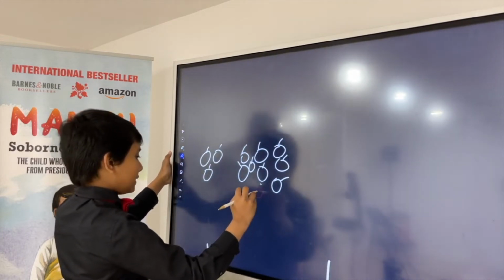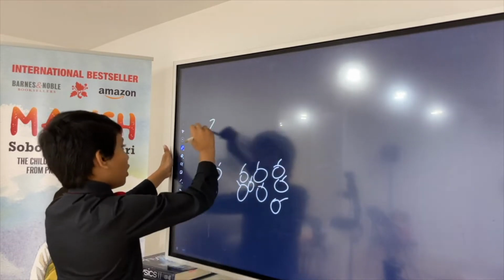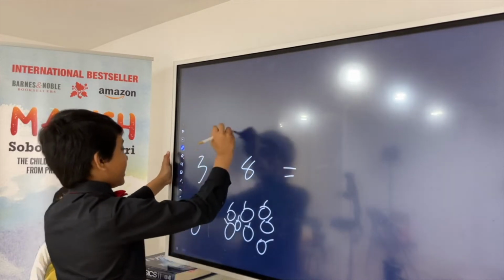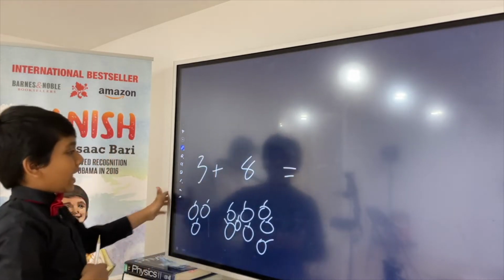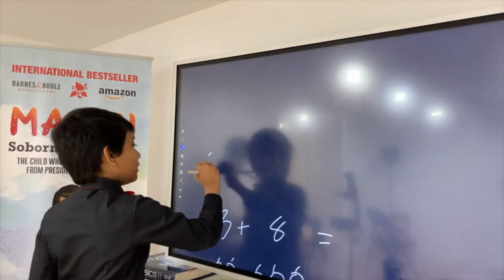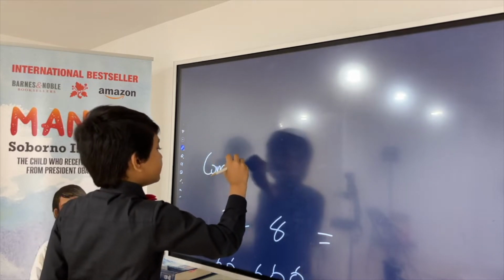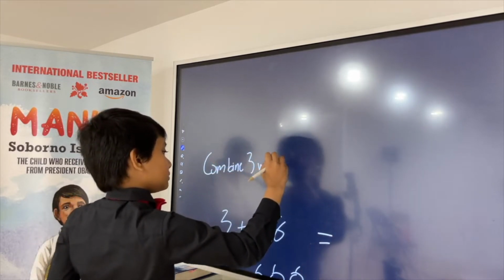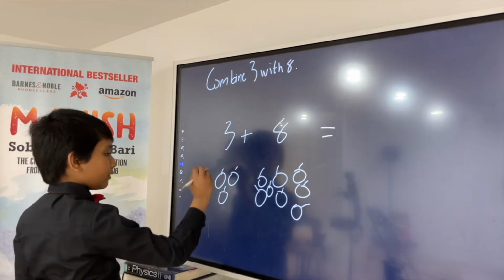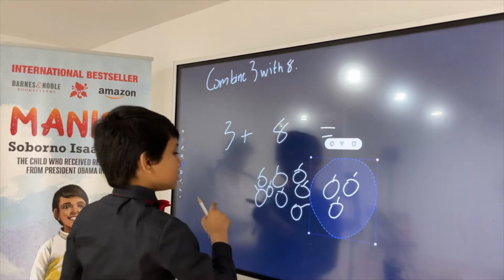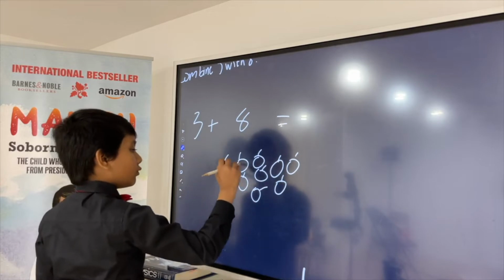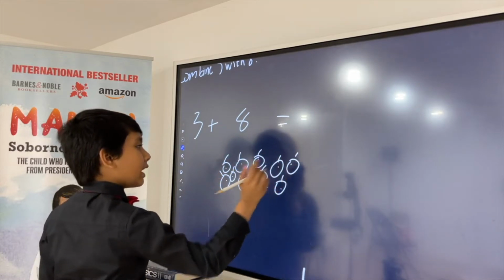Well, what is adding? It's just putting numbers together. So, the addition sign is used to represent adding. So 3 plus 8 is really just a way to say combine 3 with 8. And that should be easy. You just take 3, you take 8, put them next to each other, boom. How many do you have now? 1, 2, 3, 4, 5, 6, 7, 8, 9, 10, 11.